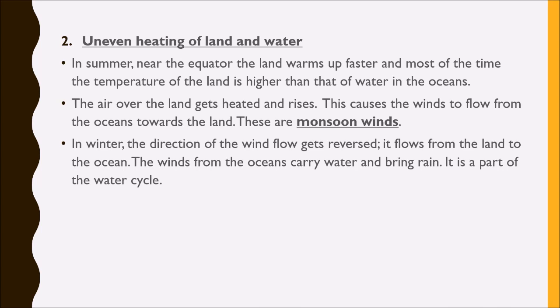It flows from the land to the ocean. The winds from the oceans carry water and bring rain. It is a part of the water cycle. The monsoon winds carry water and it rains.